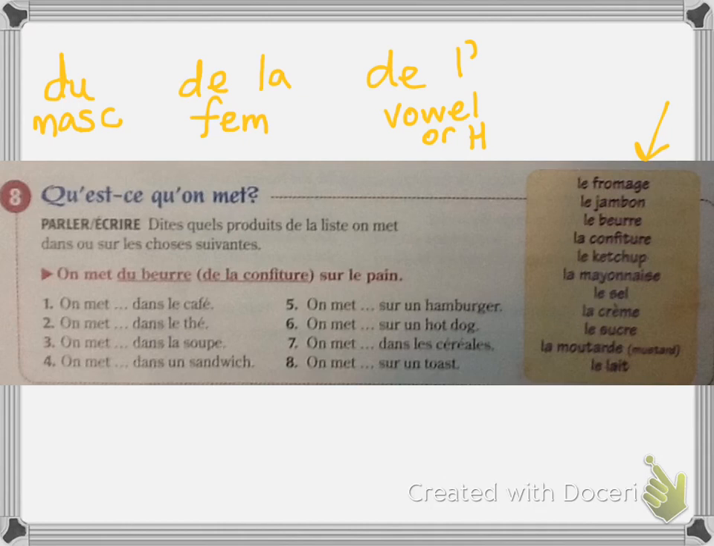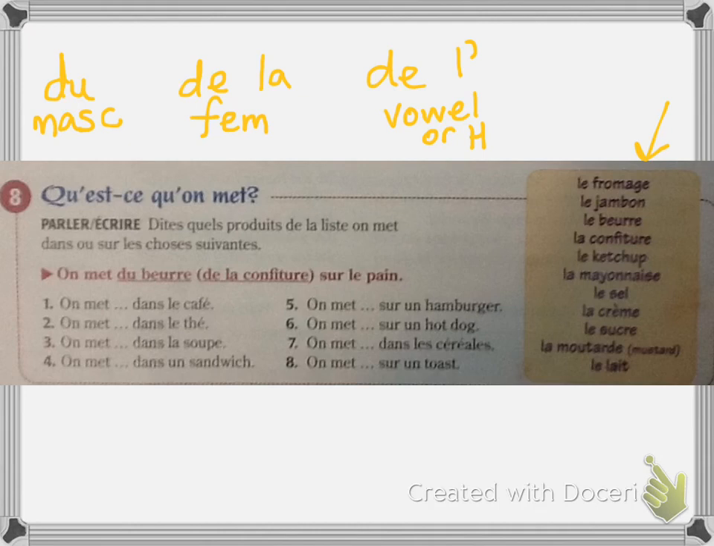On met du sucre dans le café. On met du lait dans le café. On met de la crème dans le café, right? Depending on how you take your coffee. Deux.